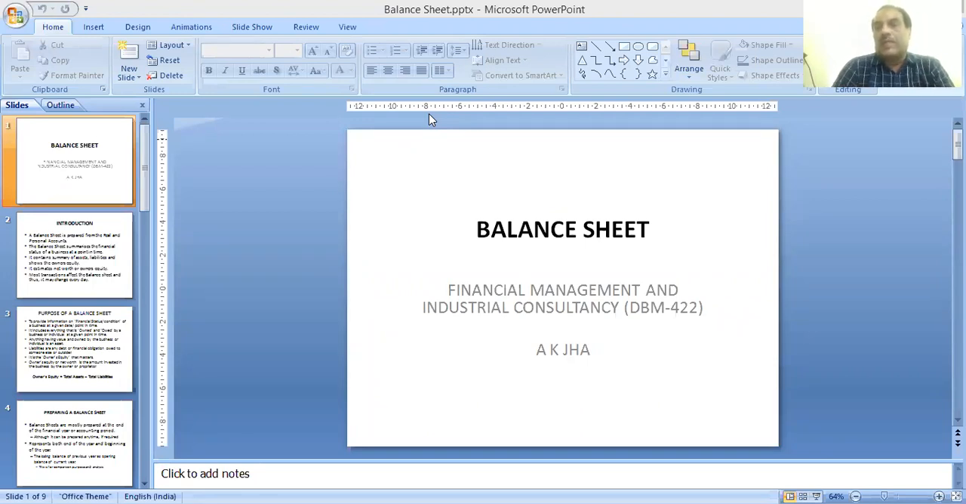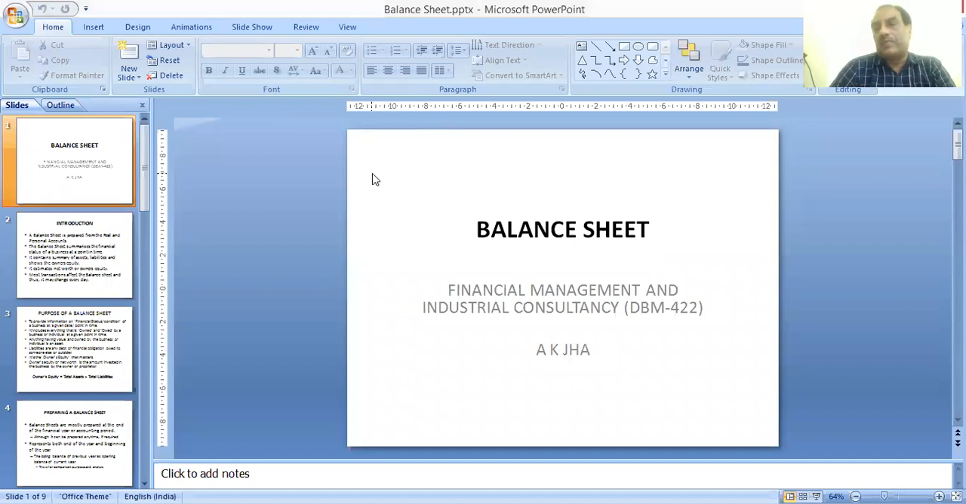So, we have accounting and we have learned various concepts of accounting so far. The final outcome of financial accounting is the balance sheet, trading account, and profit and loss account. So these three are the final outcome of the accounting. Today we are going to discuss the concept of balance sheet.